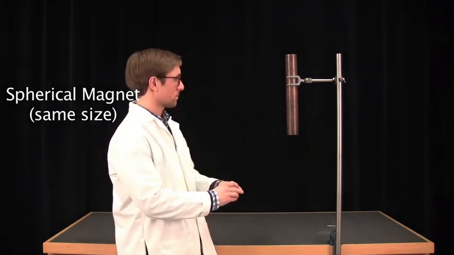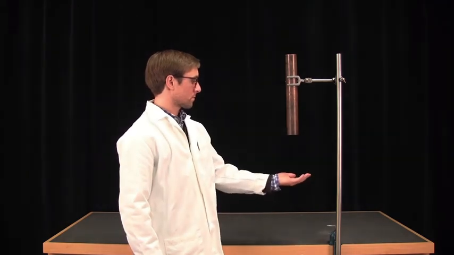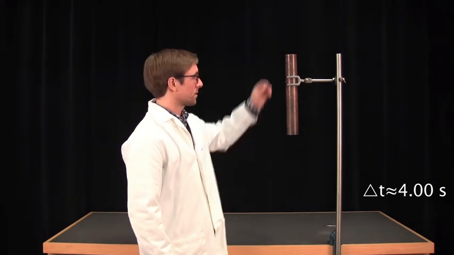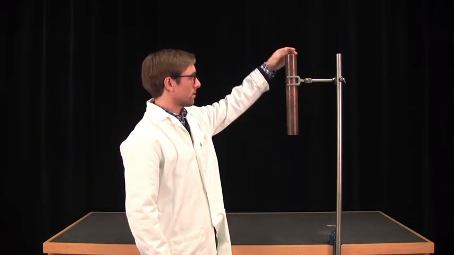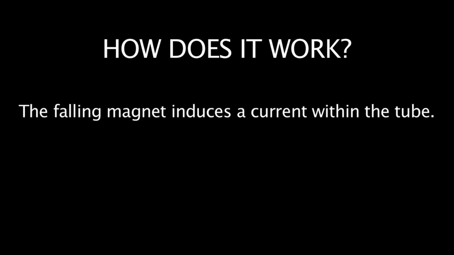This is the same size spherical magnet, and as we drop it, it takes much longer. That one takes 4 seconds to actually fall through. So what we would see here is that key difference, where the magnet is taking much longer than the ball.